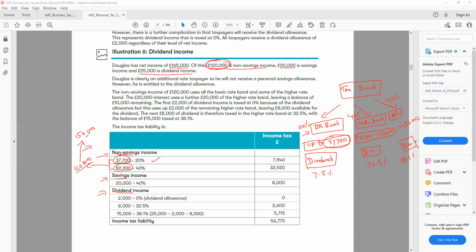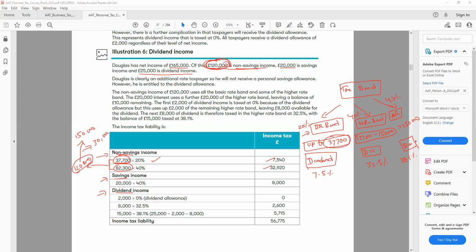So from 120 to 150, I have 30,000 still left here, because the first 37,700 is the basic rate. We know that is 20%, so we calculate that. And the difference between 37,700 and 120, because 120 is my non-savings, is 82,300. So if I cover the whole non-savings, we can have only 120,000.